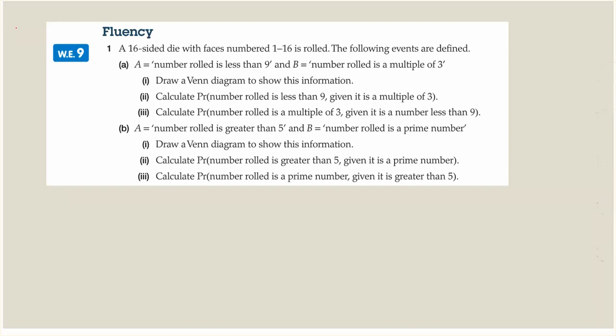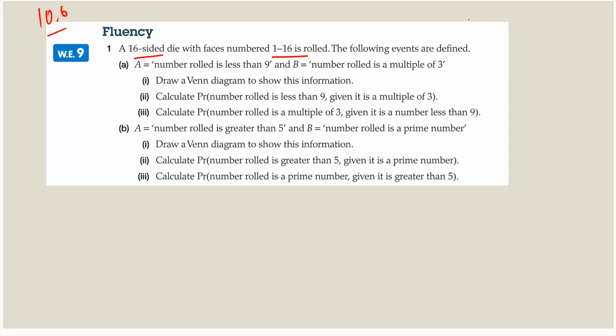This is for exercise 10.6 from Methods Pathways. We're going to look at conditional probability questions. The scenario is we have a 16-sided die with numbers 1 to 16 rolled. The following events are defined. A, the number rolled is less than 9, so 1 to 8 basically, so it doesn't include 9. And the number rolled is a multiple of 3 for event B.